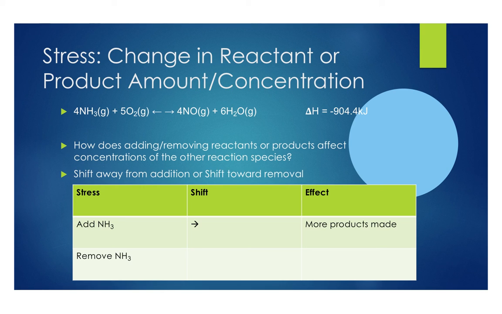Likewise, if we think about the reverse of that, if we remove NH3, again, the shift is going to be away from addition or toward removal, right? So we remove some NH3. So what's the shift going to be in this particular case? The shift is going to be to the right, right? We've lowered the NH3, so we're going to shift to the left, okay? Got my rights and lefts mixed up there. Okay, so by removing NH3, the reaction is going to shift to the left to replace that NH3, so we're going to end up with more reactants being made.